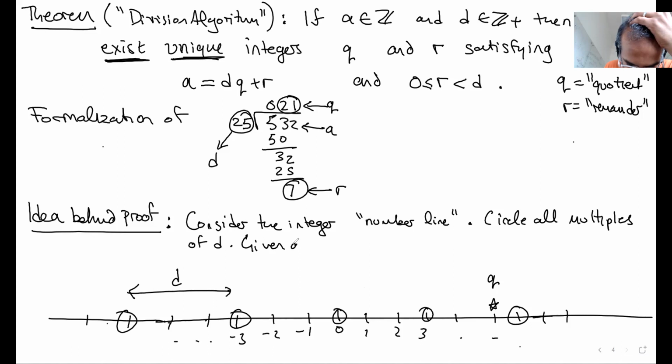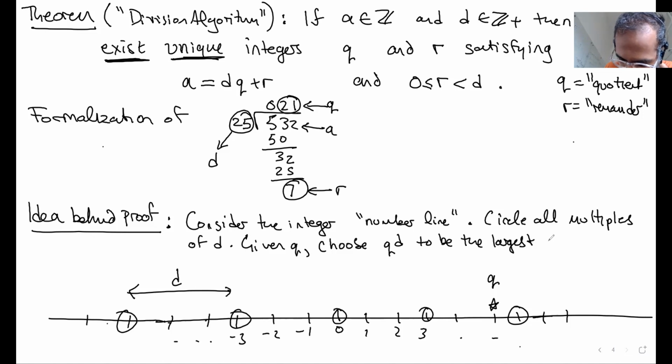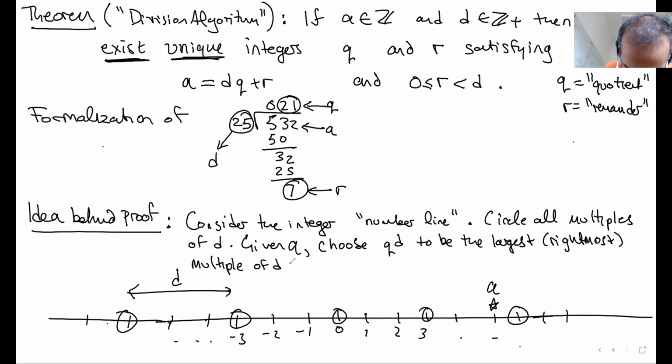Choose Q times D to be the largest, and largest means rightmost on this number line, multiple of D which is less than or equal to A. Sorry, Q is not given, A is given. What am I saying? The thing you're given is A, not Q. You're not given the answer when you do the division. Choose it to be the rightmost multiple of D such that QD is less than or equal to A. That just means the largest circle that's to the left of A. So in that case, that will be this one, right?